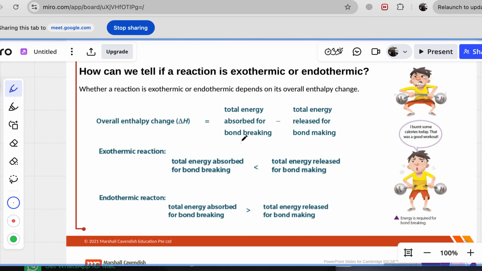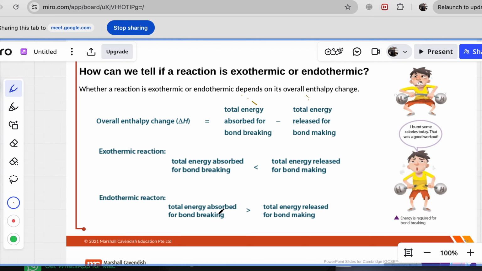It's when the overall energy change, enthalpy, is equal to the total energy absorbed for bond breaking minus the energy released for bond making. Remember I said energy absorbed for breaking bonds is the energy of the reactant. We call it energy in. Energy forming new bonds, or forming product, is the energy out. So enthalpy change is energy in minus energy out.